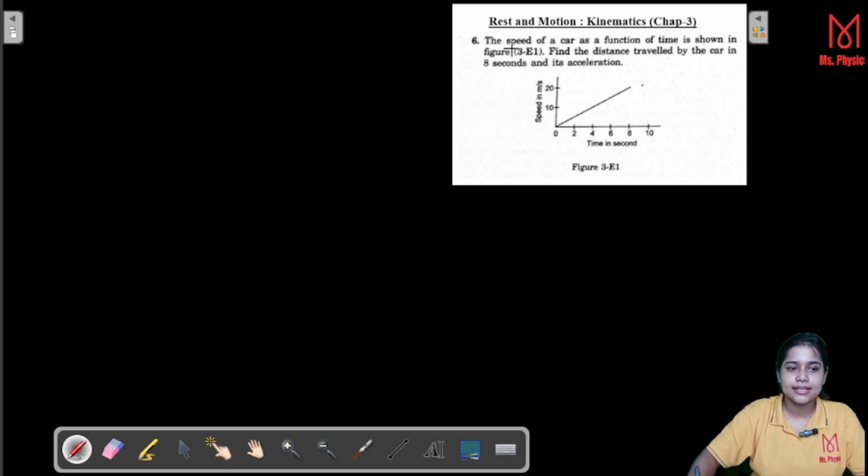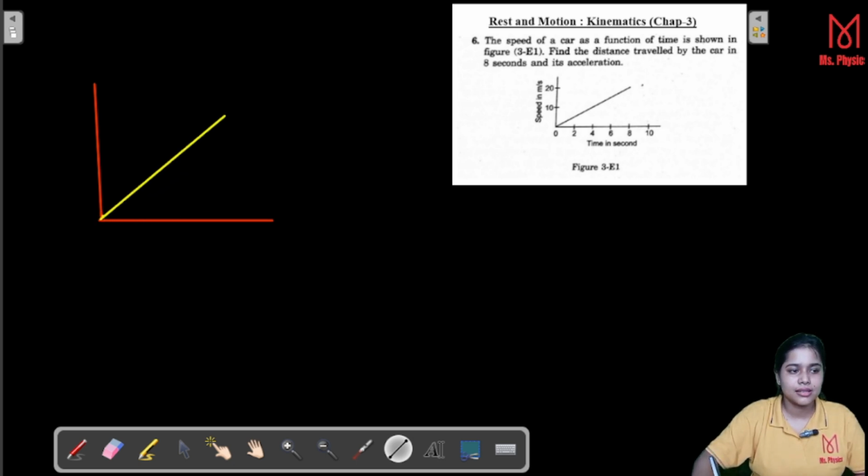So now you see that the speed of the car as a function of time is shown in the figure. See, the figure is given here. Using it, this is the figure. Yellow color is a bit better, isn't it? I am using the yellow color. It is more visible to us. So this is the figure. Now find the distance traveled by the car in 8 seconds. You have to find it out. That means if this is your 8 seconds, at 8 seconds you have to find out the distance.